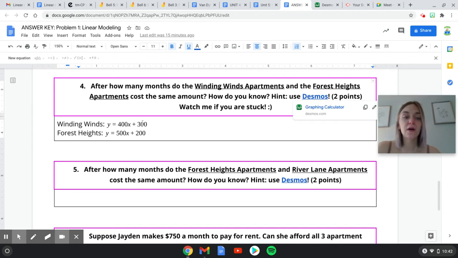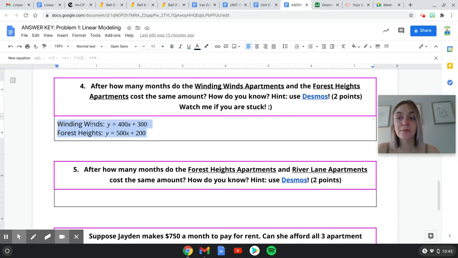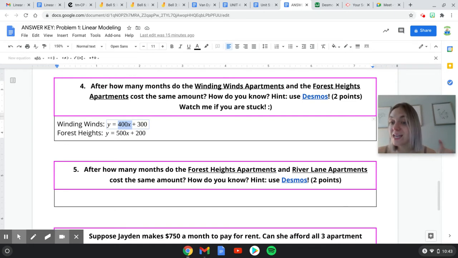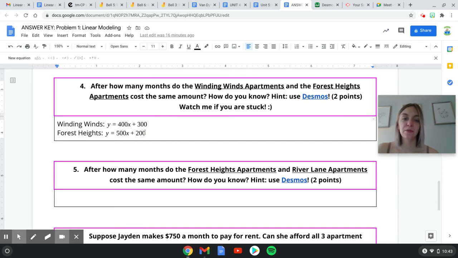And all I've done so far is copy and paste my 2 equations for the Winding Winds apartments and Forest Heights apartments in the box. So if your equations do not look like this, make sure that they do. So it has to be 400 has to go with the rate because that's rent. That's how much Jaden's paying per month. And then the $300 is that initial starting fee, initial down payment. Same thing with the Forest Heights. $500 tells us our rent, and then the $200 tells us the initial payment, the initial down payment.